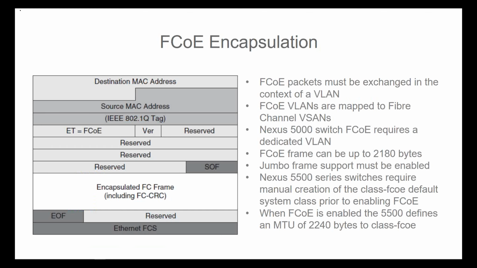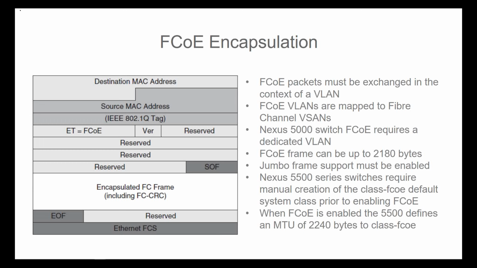FCoE encapsulation, the main part of this is that it's wrapped in a normal Ethernet layer 2 header. So the FCoE packets must be exchanged in the context of a VLAN. There's an 802.1Q tag as part of the header. FCoE VLANs are going to be mapped to Fibre Channel VSANs. VSANs for Fibre Channel work a lot like VLANs, and it's a way to separate your domains. The next block with storage is probably going to talk a lot more about VSANs, but generally they're a way of separating out different storage domains.